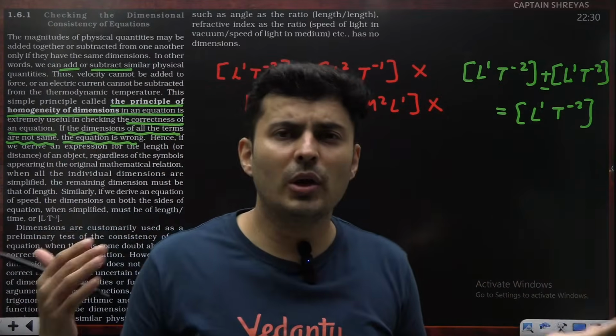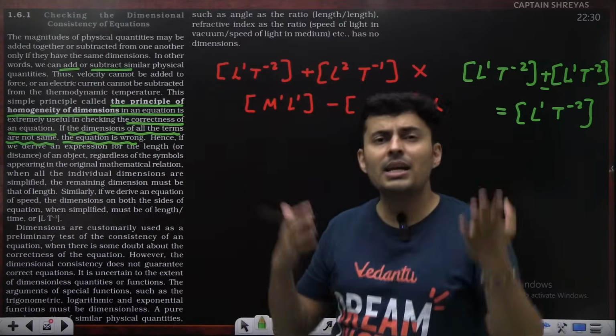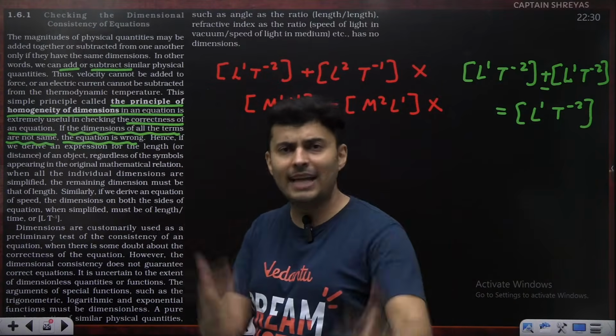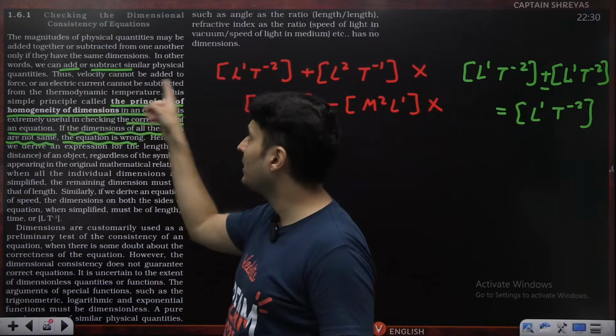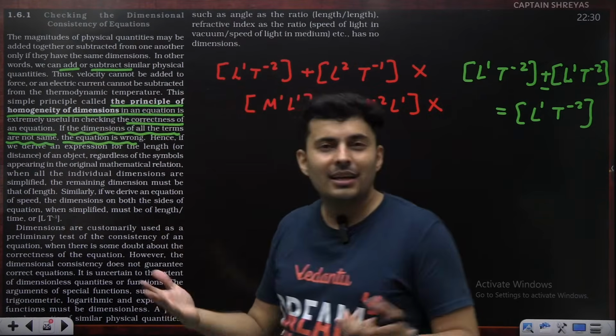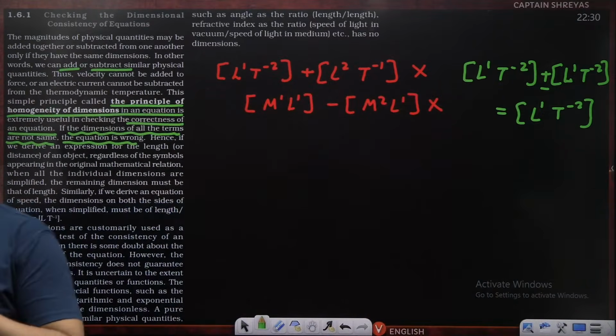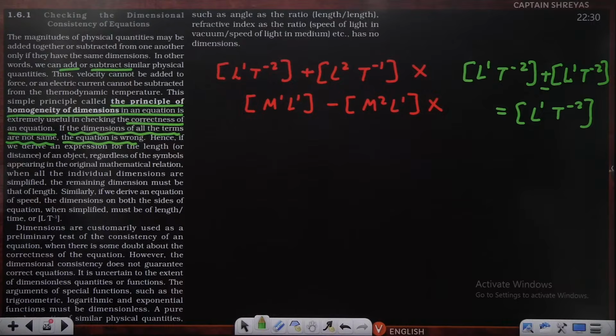Makes sense? How can you add velocity with acceleration? Velocity will get added with velocity. Acceleration will get added or subtracted with acceleration. Thus, velocity cannot be added with force, or a current cannot be subtracted from temperature. That is what this is saying, nothing more. Got it, my dear warriors? What is the principle of homogeneity? All right.